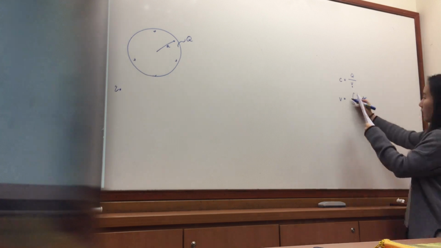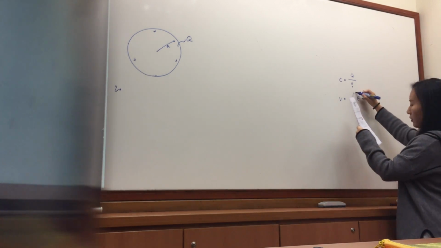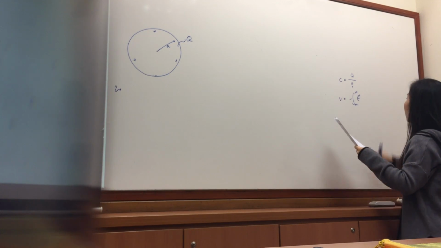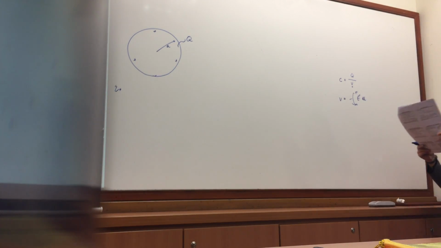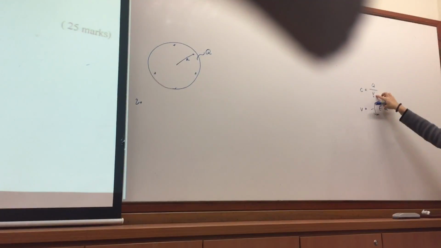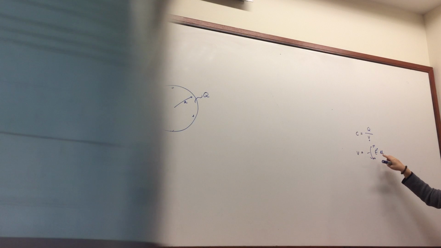Yeah, it has minus plus 1 to, so it is like this. So we need to know C, and then we need to know V. We want to calculate V, we need to know E here. So how to calculate the electric field?